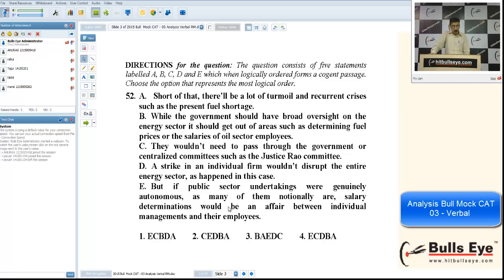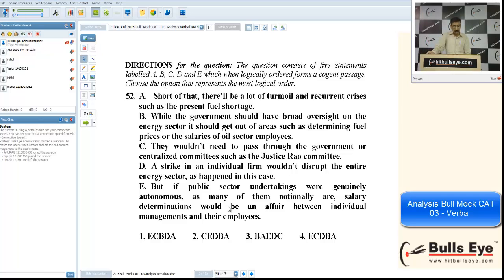After EC we have, in the first option, B, and in the fourth option we have D. You need to just rush through that: whether D would be correct or B, as we know the answers now. Just read B. B says, while the government should have broad oversight on the energy sector, it should get out of areas such as determining fuel prices or salaries of oil sector employees. But here we have introduced the idea of the oil sector, energy sector, etc.